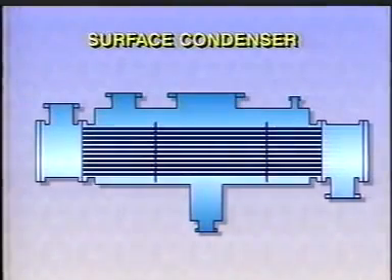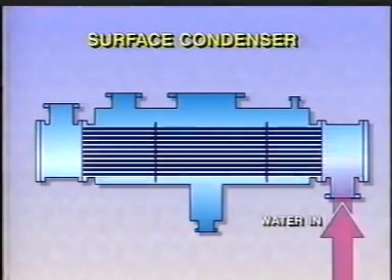Suppose we wanted to convert steam generated by one process into feed water for another process. To do this, a shell and tube exchanger can be used as a condenser. This cutaway will show how the condenser works.